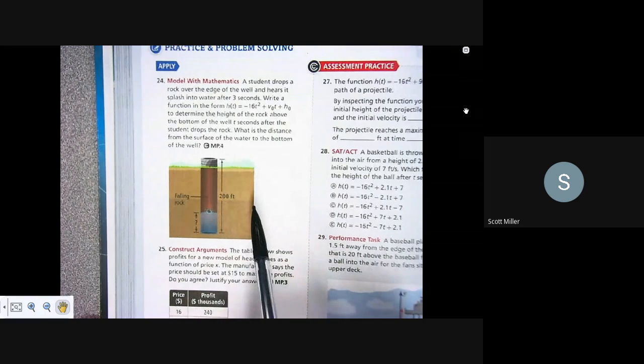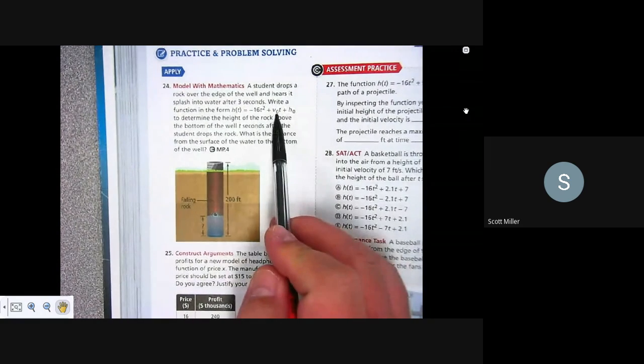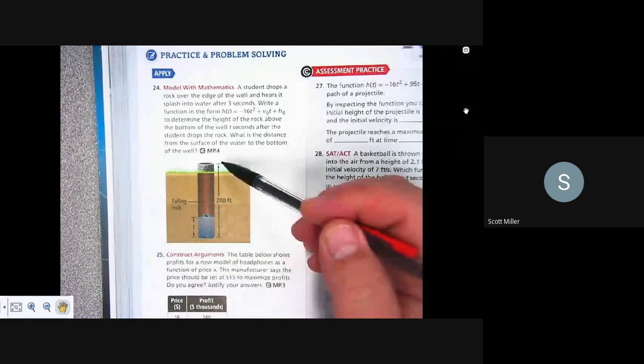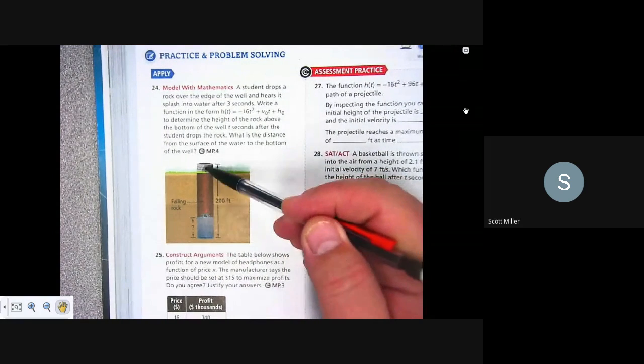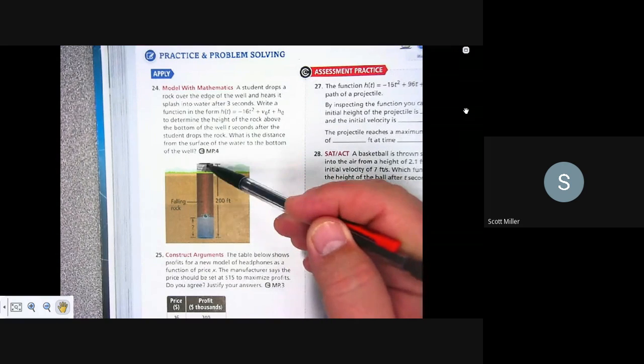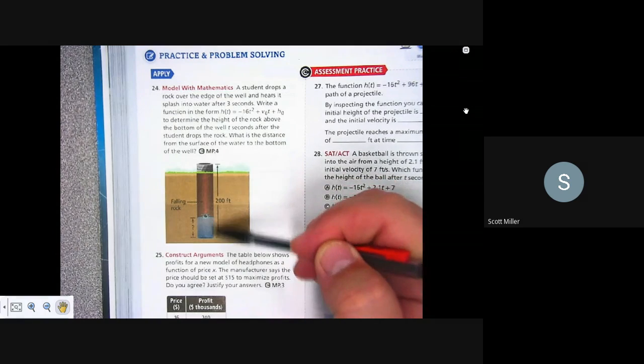Okay, so we need to write a model here. This model requires me to have an initial velocity and an initial height. But what we're interested in is how far it goes. So we want that distance right there. And so the picture shows that the well is above ground level. But the whole well is 200 feet long.